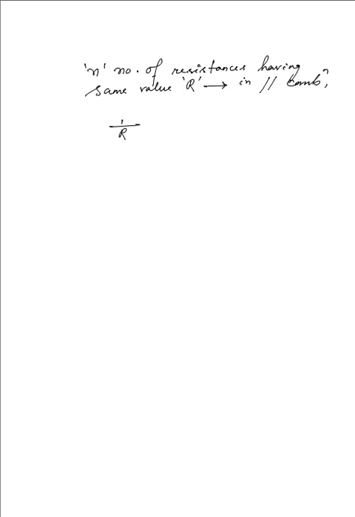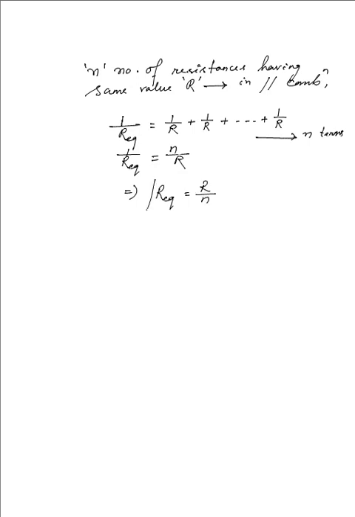1 by R equivalent equals 1 by R plus 1 by R, that goes up to n terms. And in that case what we have is simply 1 plus 1 plus 1 n times. So we have n divided by R, with the denominator being the same in each case, the LCM sorted. So just taking the reciprocal of this, we have R equivalent equal to R by n.